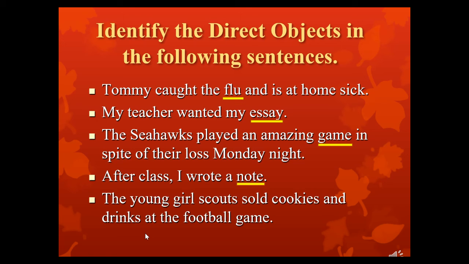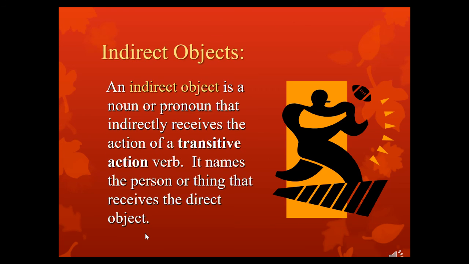The young Girl Scouts sold cookies and drinks at the football game. Find your subject and verb, and then ask what? Subject, verb, what? Now my subject this time is Girl Scouts, and I apologize, that's a proper noun. Girl Scouts should be capitalized. My verb is sold, that's what they did. Girl Scouts sold what? Cookies, and this one's tricky because there's two things they sold, cookies and drinks. So if you have cookies and drinks for your direct object, you have found the direct object correctly.